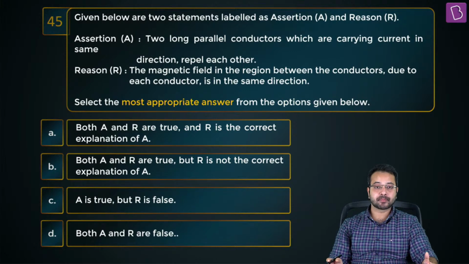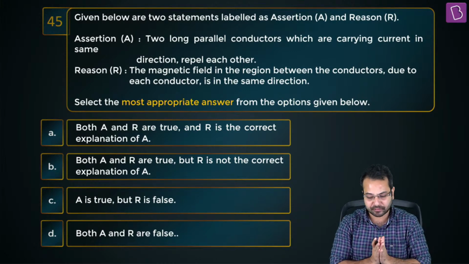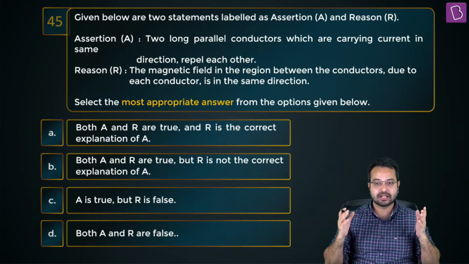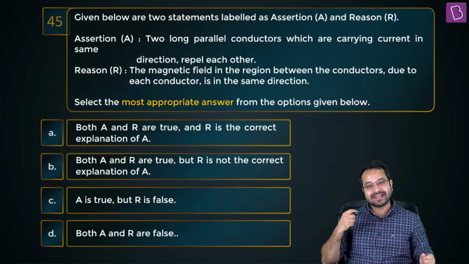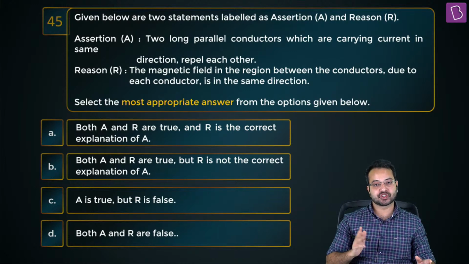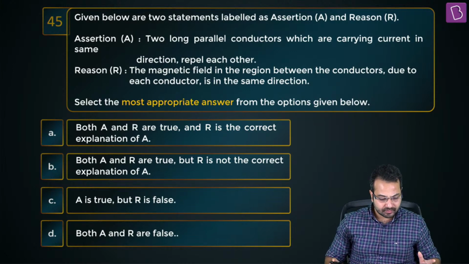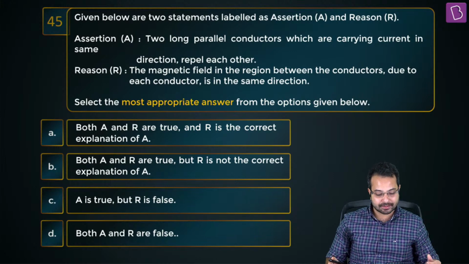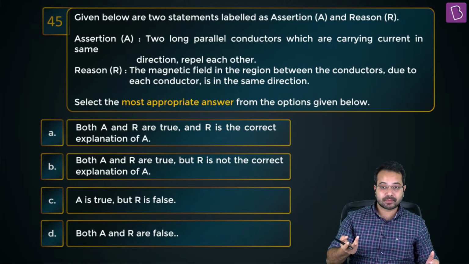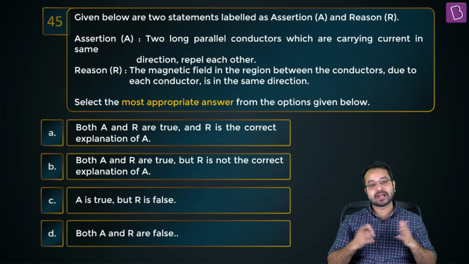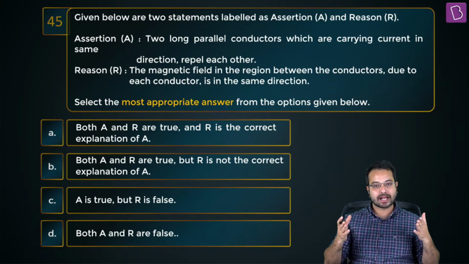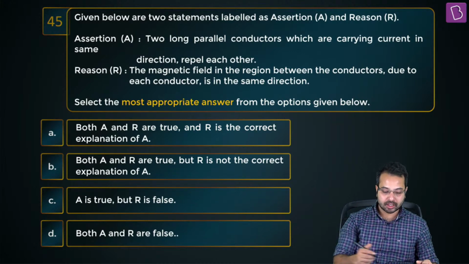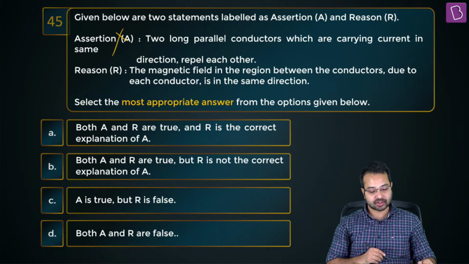Alright, now these questions are based on assertion and reason. So let's try to figure this out. Assertion reasons can get a little tricky because we don't have to just tell if these are correct or not. We also have to tell if the reason is the correct explanation of the assertion as well. So let's start. What is the assertion? Two long parallel conductors which are carrying current in the same direction repel each other. Now this statement is certainly wrong, because when we have two straight current carrying conductors carrying current in the same direction, they attract each other. They don't repel. So the assertion is certainly wrong.